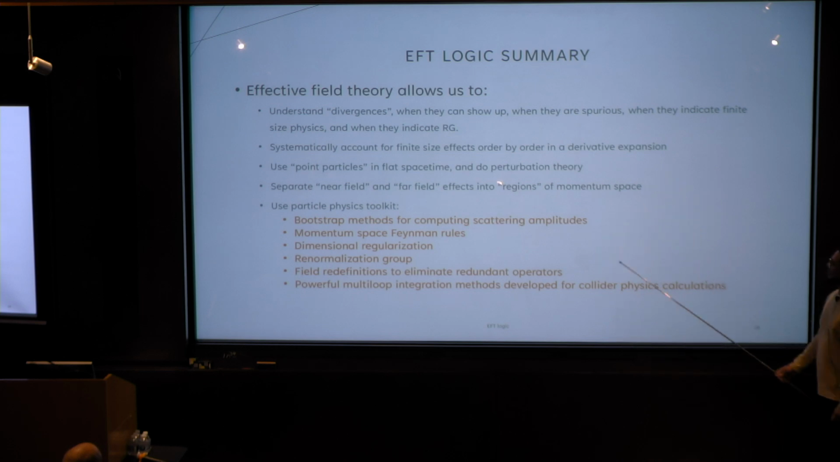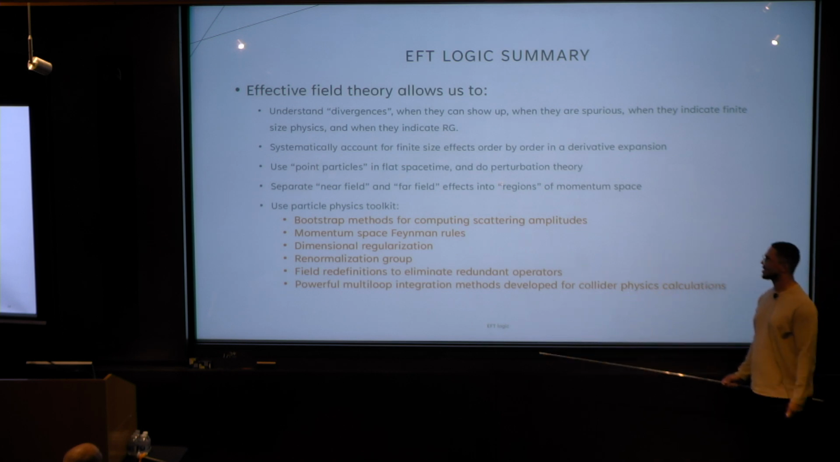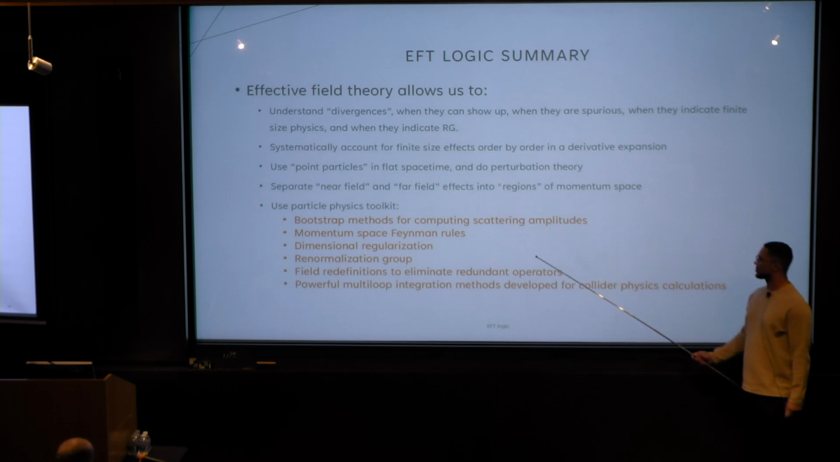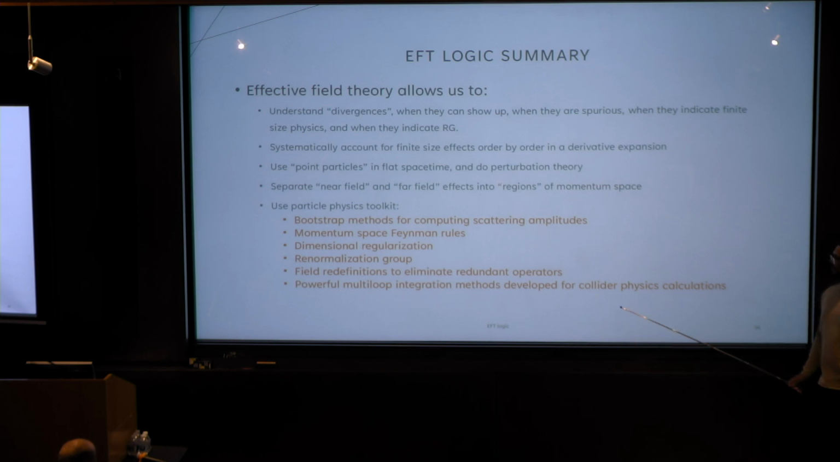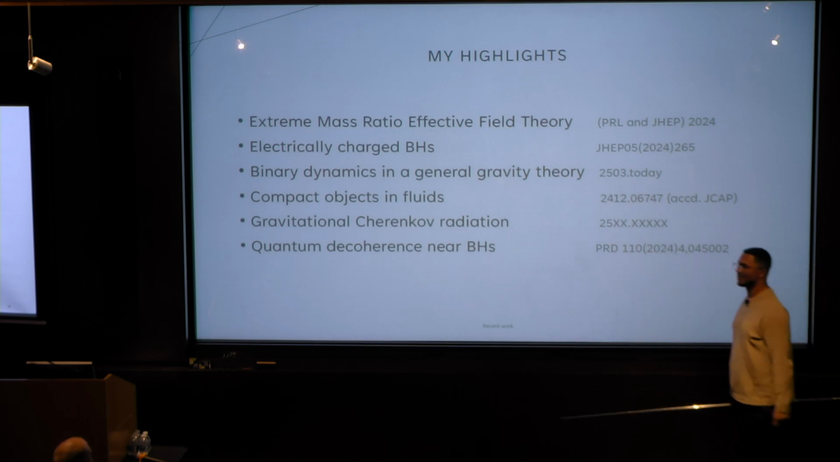Effective field theory allows us to understand divergences where they show up, and systematically account for finite size effects. That has to do with the thing I just skipped, unfortunately. But really what it lets us do is use effectively point particles in flat spacetime and do perturbation theory. And we're very, very good at doing that because particle physicists over the last 70 years have developed tons of tools: bootstrap tools, momentum space Feynman rules, dim reg, renormalization group, field redefinitions, and perhaps most importantly for recent calculations, incredibly powerful multi-loop integration software that people at CERN, or people who work to compute things for CERN, have been developing for years. So with that, I'll thank you. And I'll just leave a bunch of things that I've been doing that are related to this on the board.